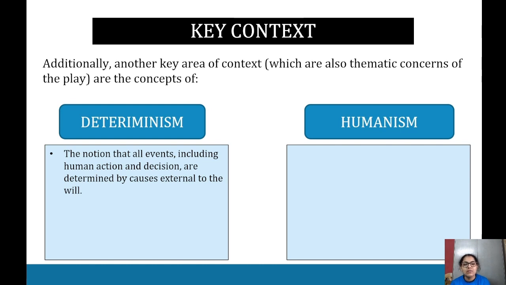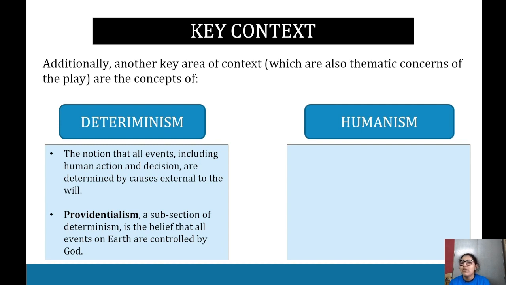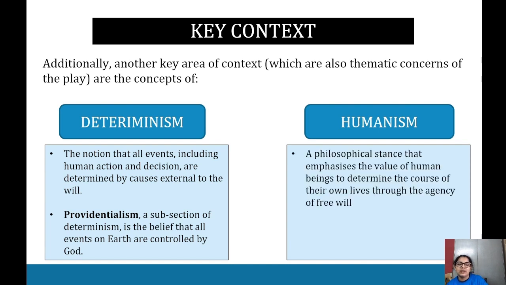Now, additionally, another key area of context, we've got determinism. So the notion that all events, including human action and decision, are determined by causes external to the will, and providentialism, which is a subsection of determinism. It is a belief that all events on earth are controlled by God. And you would see this in all of Shakespeare's plays. Like, one of the examples that always sticks with me is the lightning in Macbeth, when Macbeth kills King Duncan. You see lightning, you see that idea that nature is upset with Macbeth because he's done the wrong things. That's nature's way of showing that something bad's gonna happen. So Shakespeare does that a lot in his plays. He does that in Richard III, and we'll talk a lot more about it too.